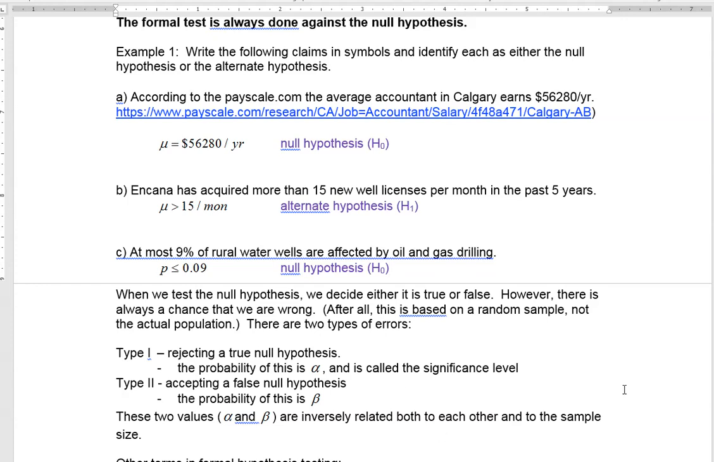So these 2 values are inversely related to each other, meaning as the probability of a type 1 error goes up, the probability of a type 2 error goes down. So if the consequences are big for a type 1 error, you're going to say, let's make alpha small and accept a larger beta. But if the consequences of a type 2 error are huge, you're going to accept a bigger alpha in order to have a smaller beta. They're also both related to the sample size. The bigger your sample size, the less likely you are to make either one of those 2 errors. So large samples are pretty important.